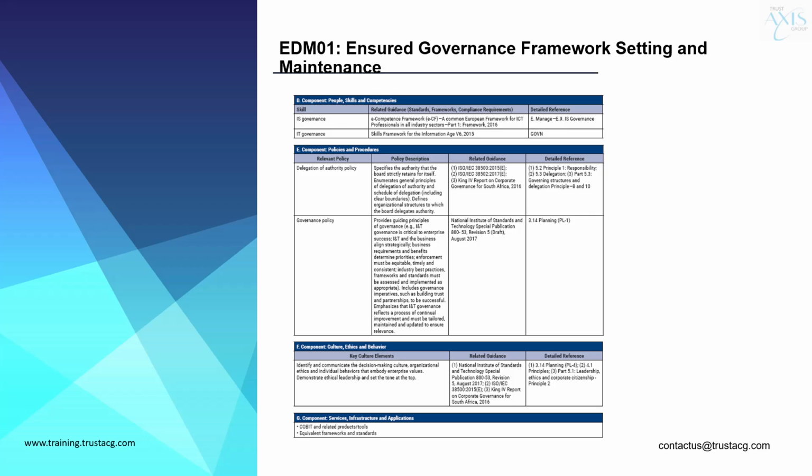Right. So your component D, which concerns people, skills, and competencies. Basically, every governance system is only as strong as the people who would implement and uphold it, right? Now, this particular component focuses on developing and maintaining the skills and competencies that are necessary to support effective IT and information system governance, right?